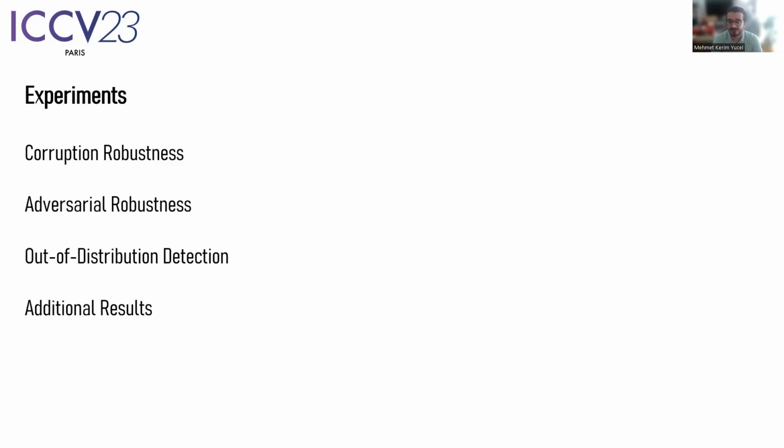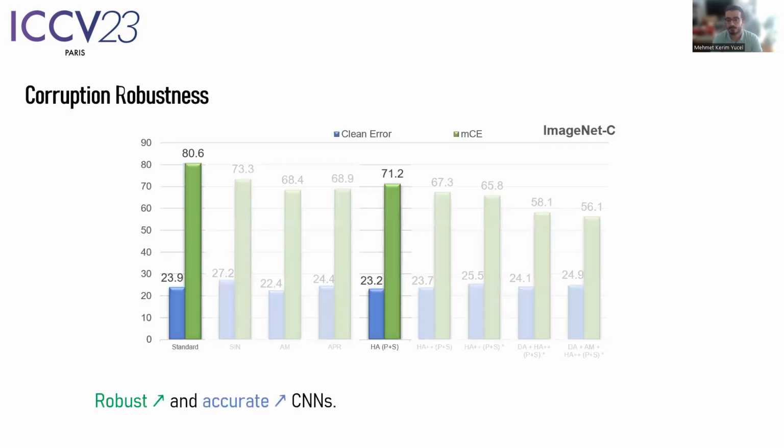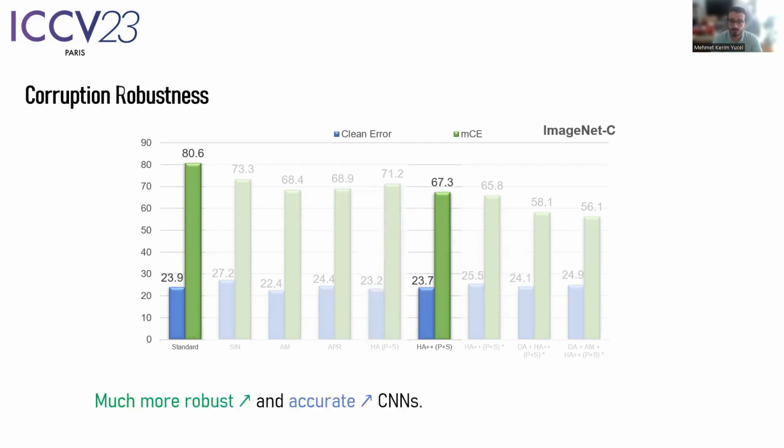We now analyze the effectiveness of our methods. We first focus on corruption robustness. The results show that HybridAugment improves both accuracy and robustness compared to the standard model, which the baseline method fails to do. HybridAugment++ takes a step further and dramatically improves the robustness, while still being more accurate than the baseline.